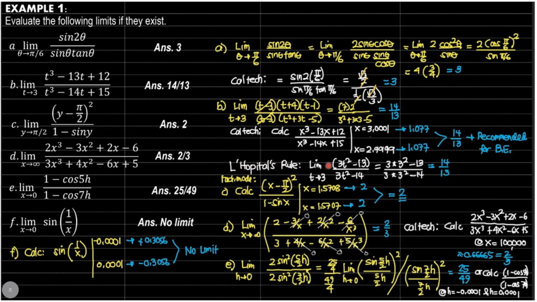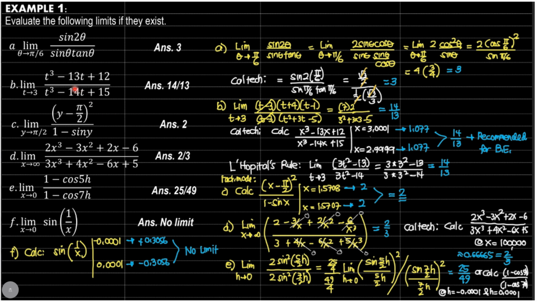Or this technique, we call this L'Hopital's rule. And the rule is when we encounter indeterminate forms such as 0 over 0, or the numerator has a value and the denominator is 0, we have to differentiate individually, separately, the numerator and the denominator, until such time that when we substitute the value of t, it will no longer be indeterminate.